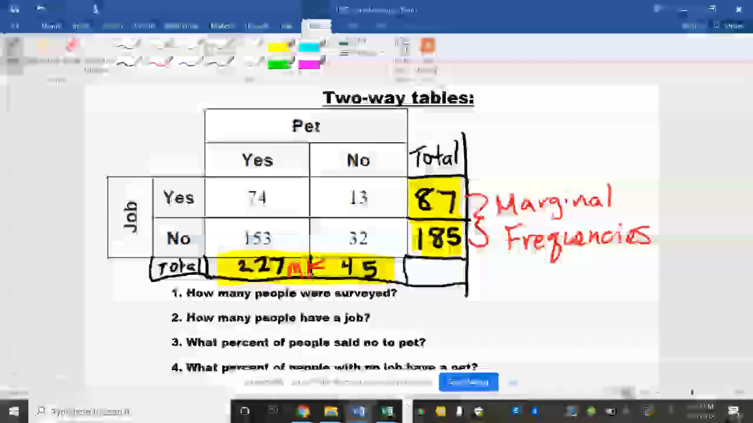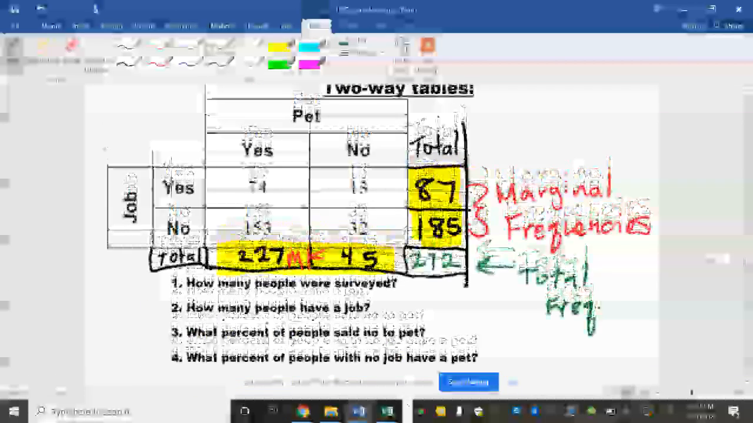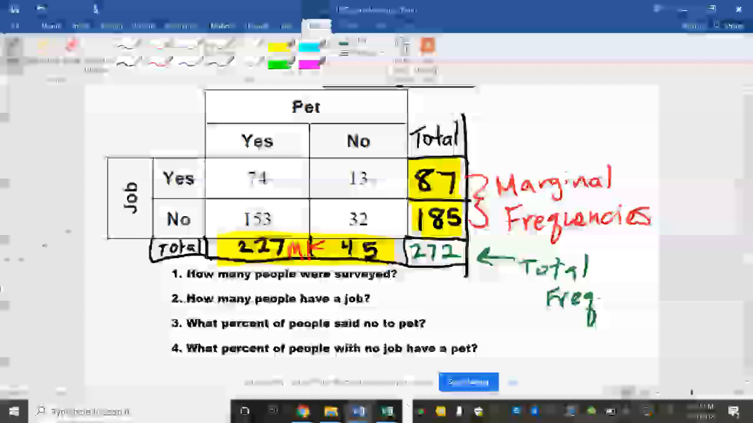Basically, the total number of people you surveyed. So 87 plus 185, that gives me 272 people. That is called your total frequency. I'm just going to abbreviate. Okay, so let's get going here on some of these questions. How many people were surveyed? Number one, we just answered that, right? That's that number, 272.